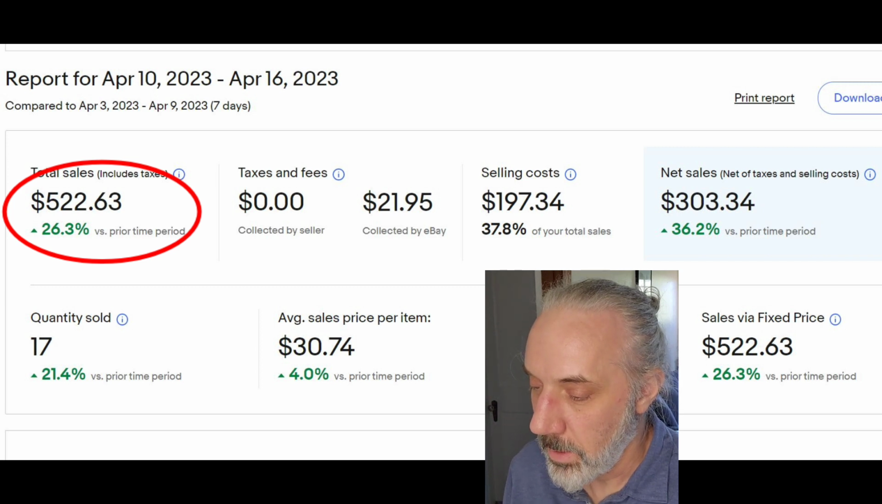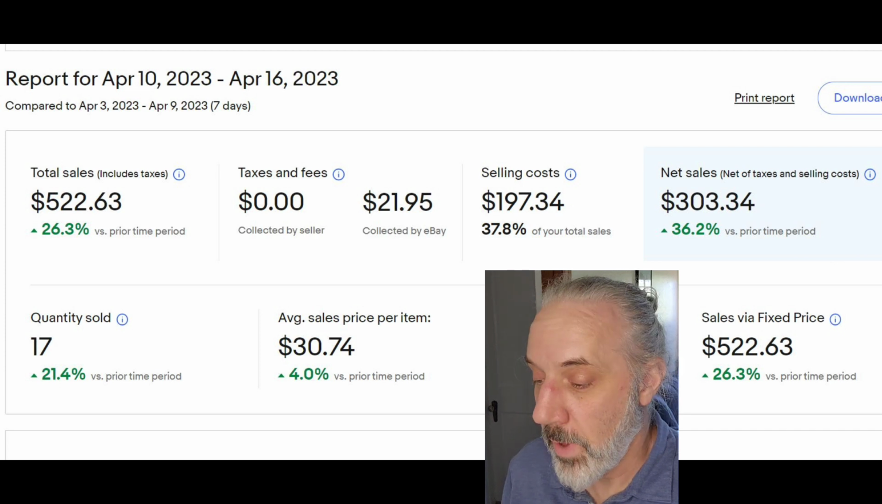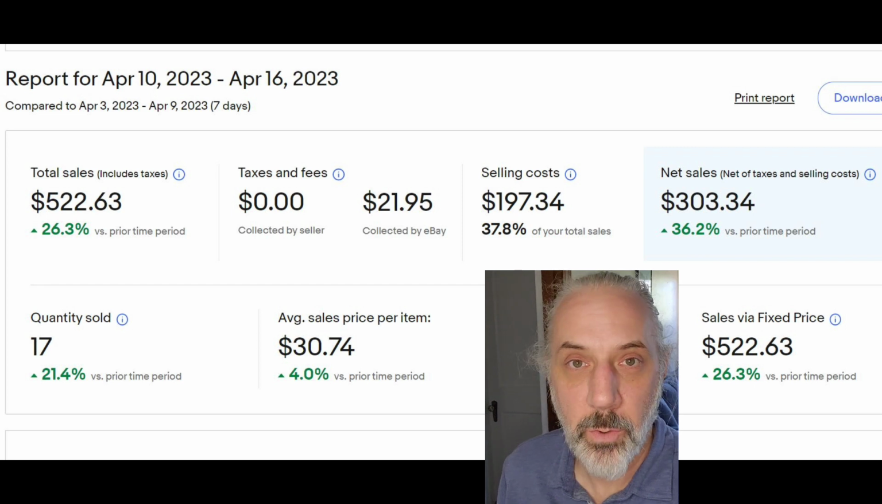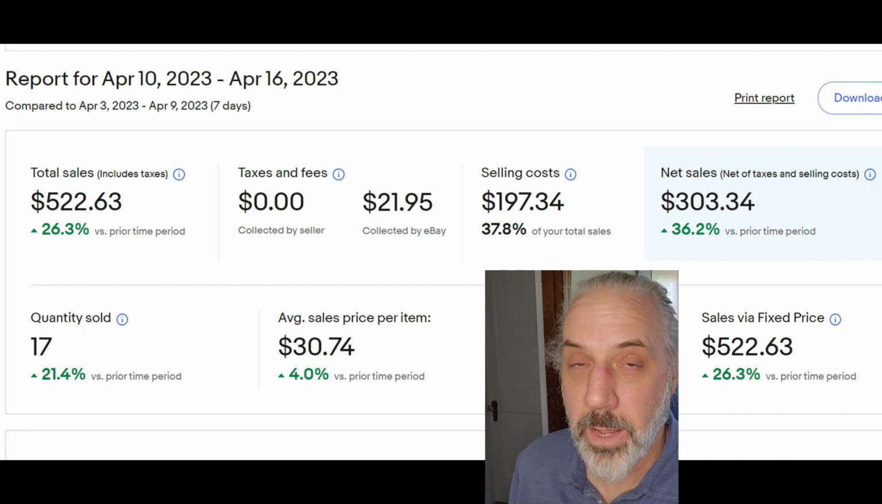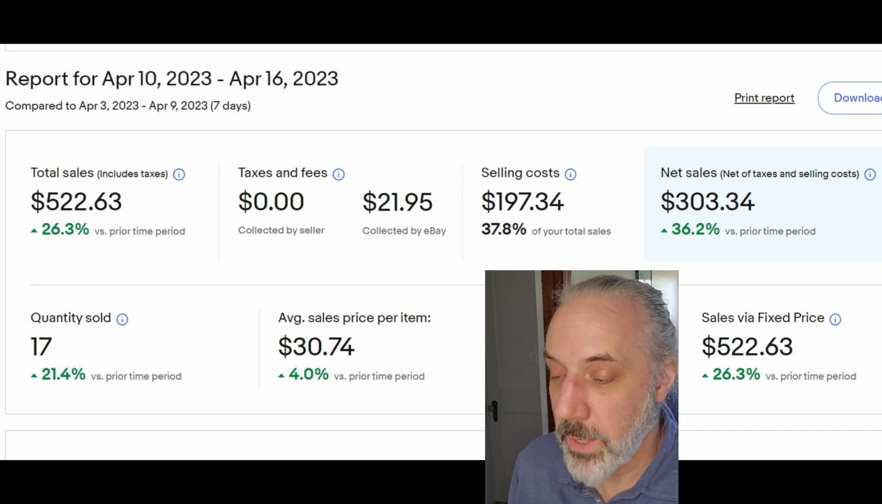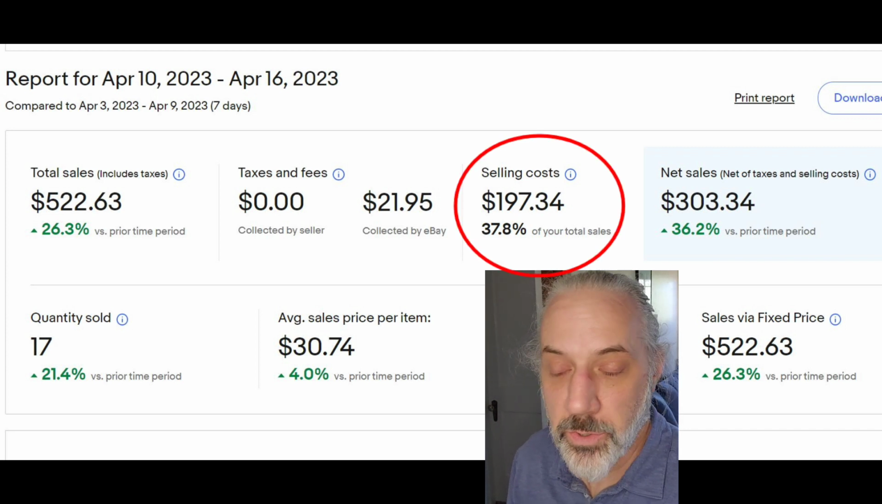My total sales, $522.63. My selling costs, now we'll break these costs down a little bit because some people have asked me, wow, those are really high eBay fees, you know, at 37, 38%. No, this is my total selling cost. So it includes my cost to ship, ads, eBay fees, etc. So we'll break that down. But my selling costs were $197.34.